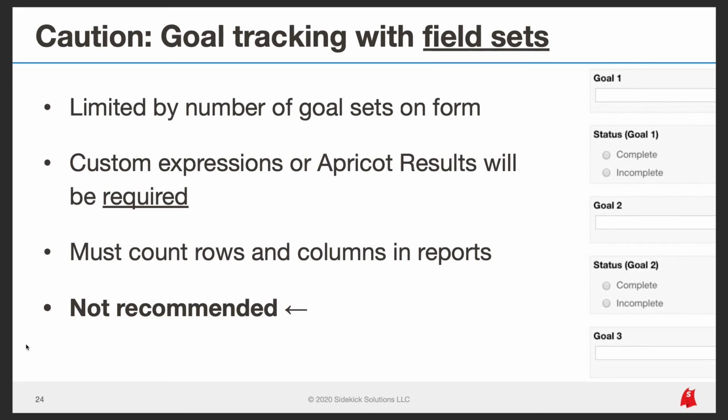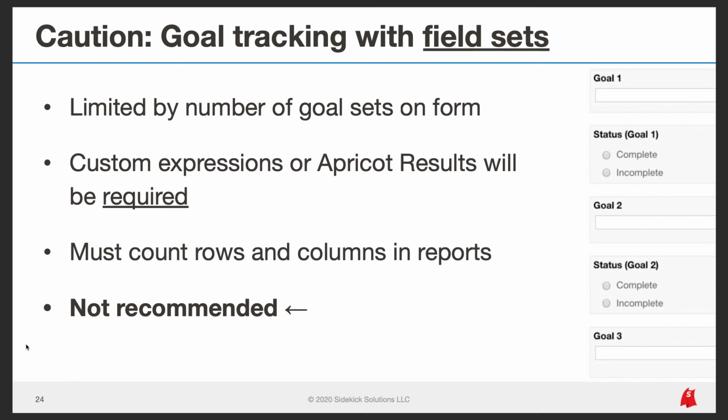The other limitations relate to reporting. Because these field sets are identifying columns, counting goals by columns instead of by rows, you'll need custom expressions or Apricot results reporting in order to produce meaningful counts of reports in your Apricot platform. Custom expressions and Apricot results are only available in Apricot 360, and therefore it's not recommended to create goal field sets in an Apricot Core or Essentials platform.